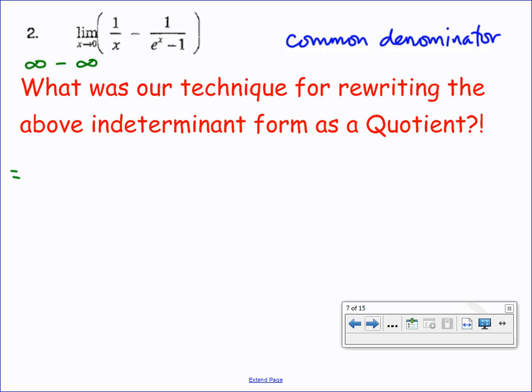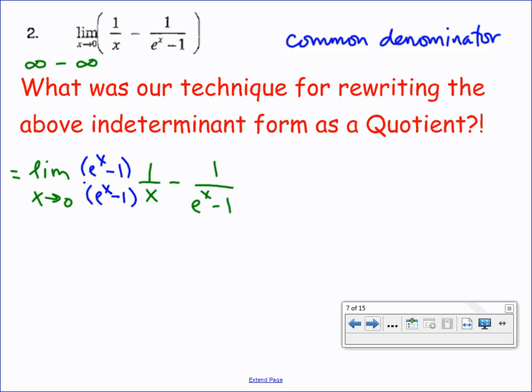And let's go ahead and rewrite my limit. So the limit as x approaches 0 of, so this first fraction needs an e to the x minus 1 over e to the x minus 1. The second fraction needs an x over x. Is that right?